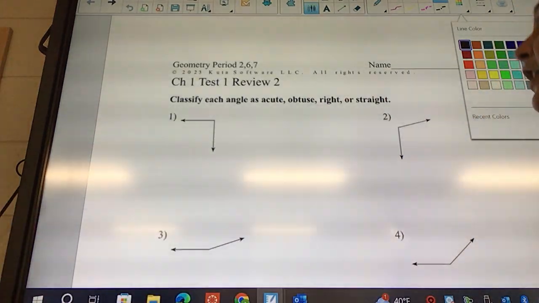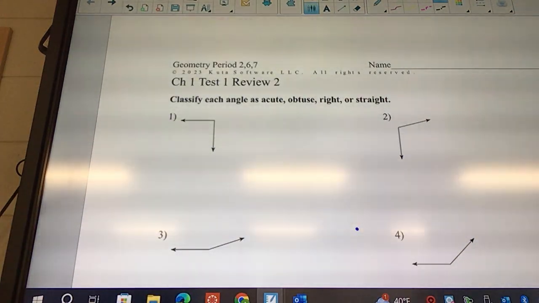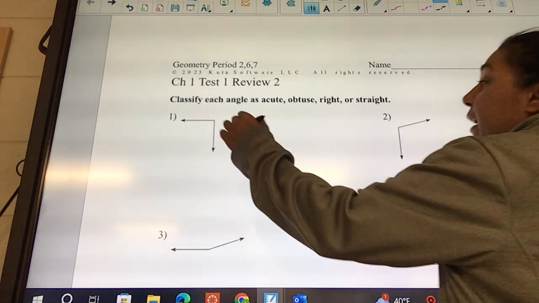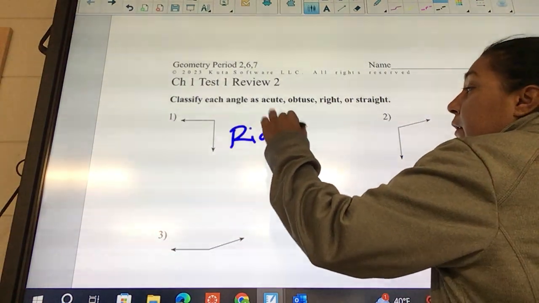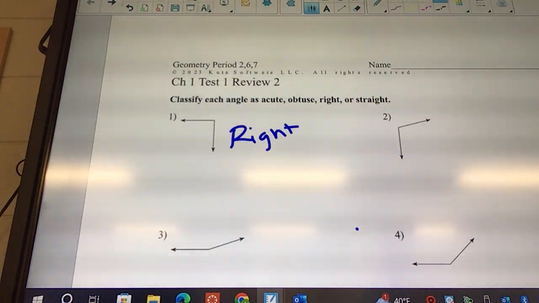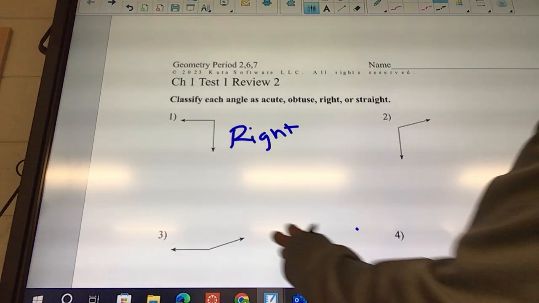Look at number one, what does it look like? Does it look like acute, obtuse, right, or straight? It looks like a right. Okay, again, on these ones, I couldn't put the little block. Okay, what about number three? That is definitely obtuse.